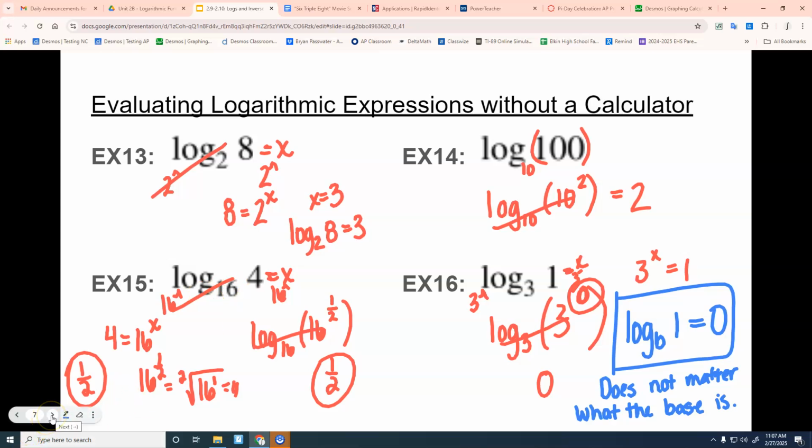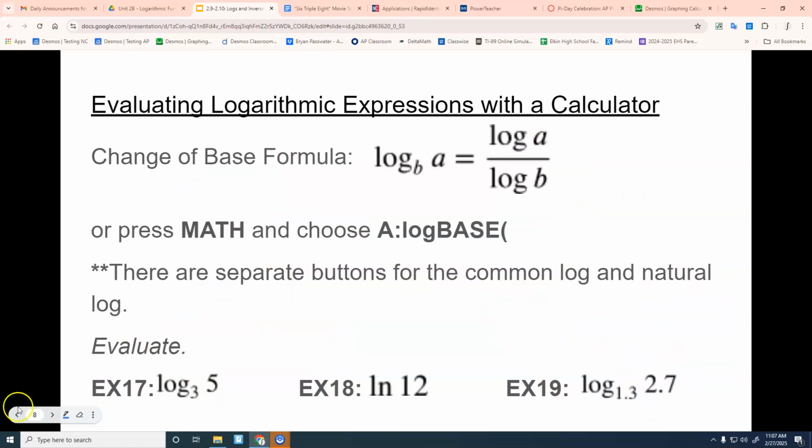All right. We also need to know our change of base formula. So the change of base formula is that log base b of a equals log a over log b. Okay, so this can be helpful on your calculator just to speed you up a little bit.